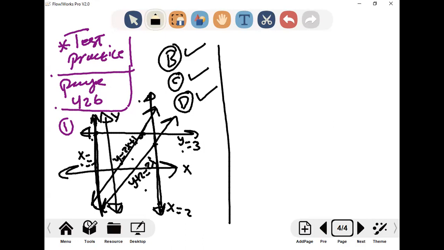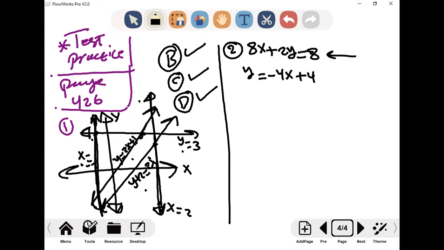Is the system dependent or independent? Dependent means infinitely many solutions, remember? Independent means exactly one. To know, remember, we took this idea before: we need to find the slopes to see parallel or not parallel. Let's see question 2. We have 8x plus 2y equal 8 and y equal minus 4x plus 4. From equation 1, can I know the slope? No, it's not ready. But from equation 2, which is in slope-intercept form, we can know the slope and the y-intercept, right?